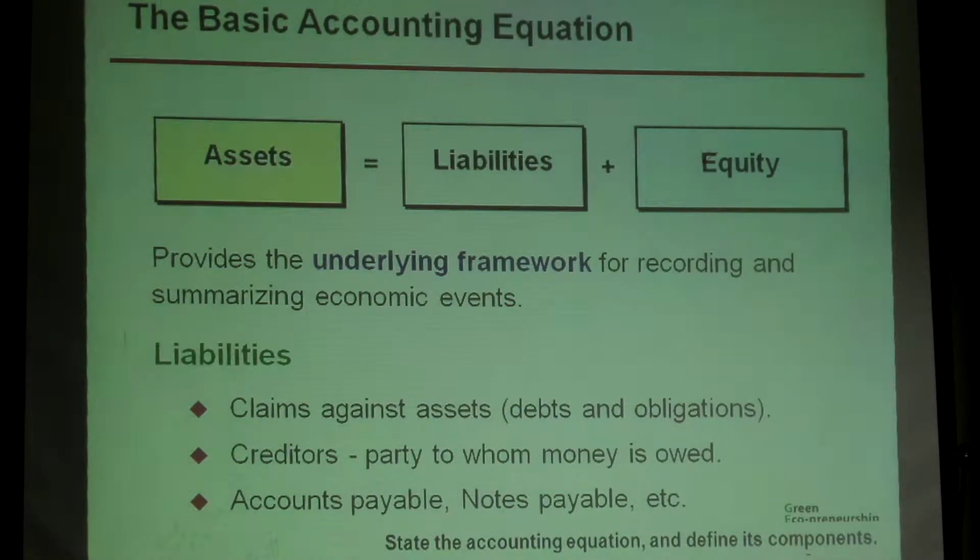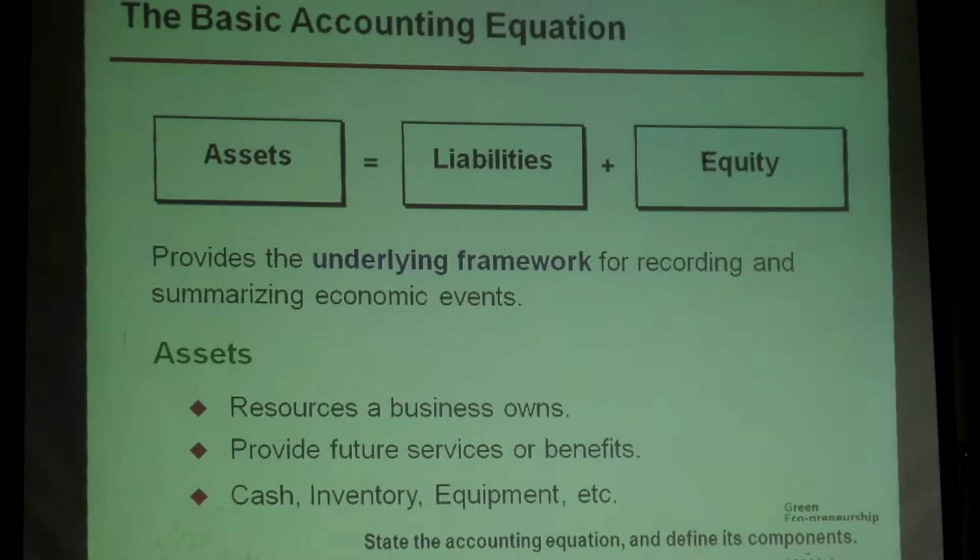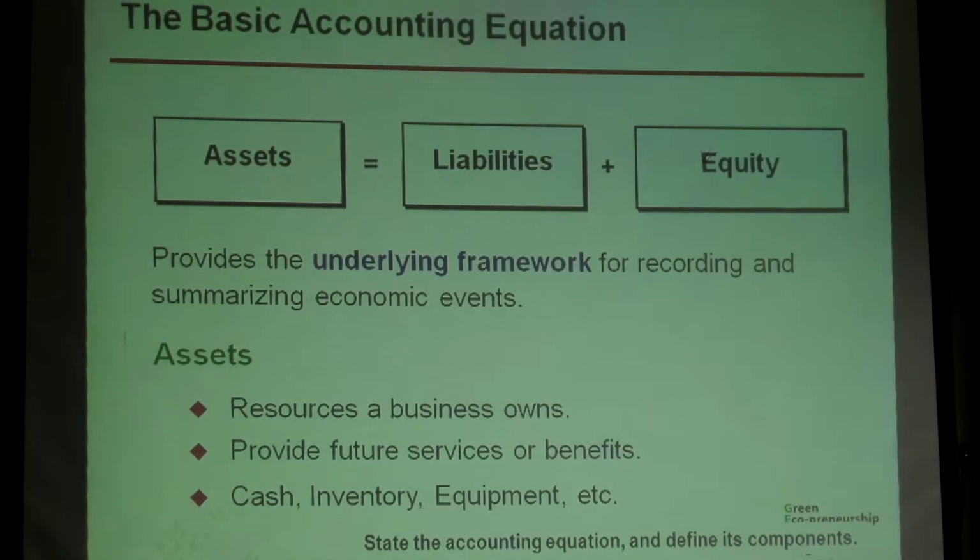I'm going to talk about the basic accounting equation. Asset should be equal to liability and equity. Okay, and it provides an underlying framework for recording and summarizing economic events. So, combine. Okay, what is an asset then? Assets are resources a business owns.